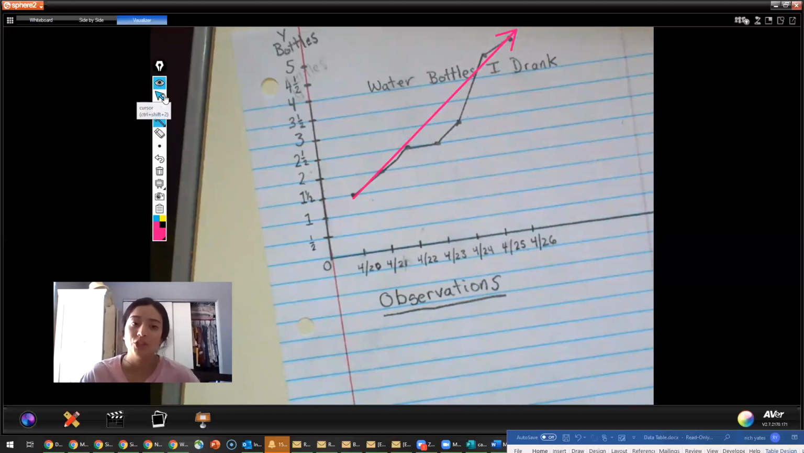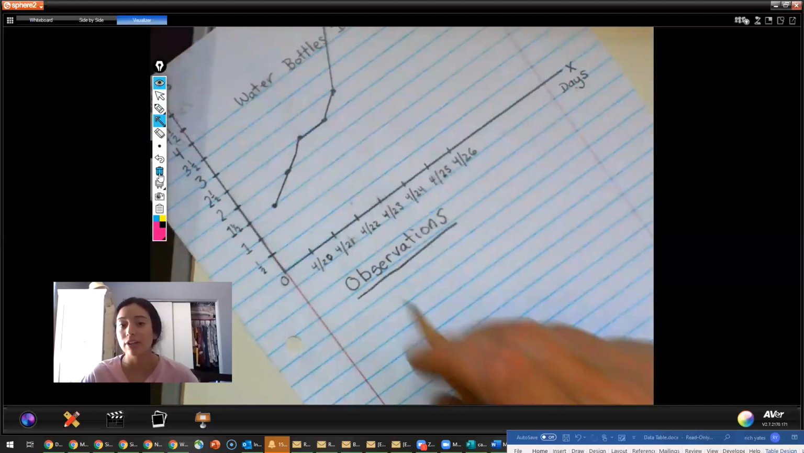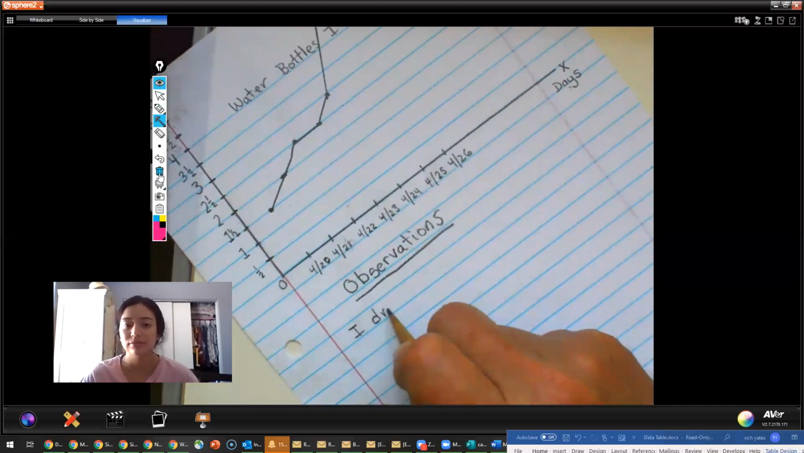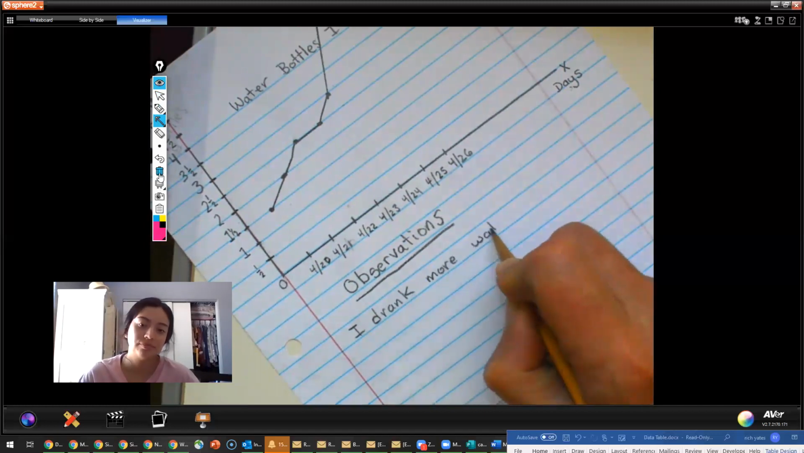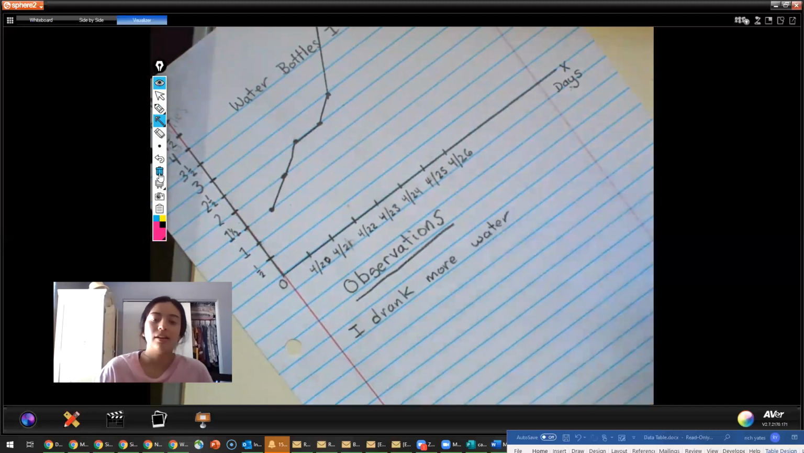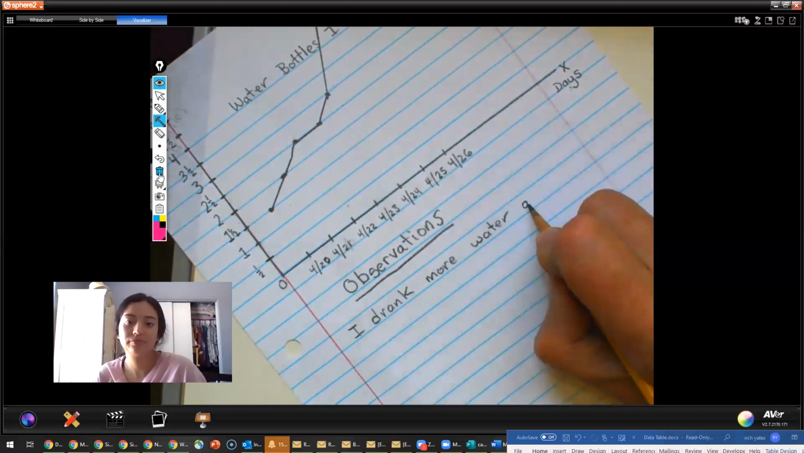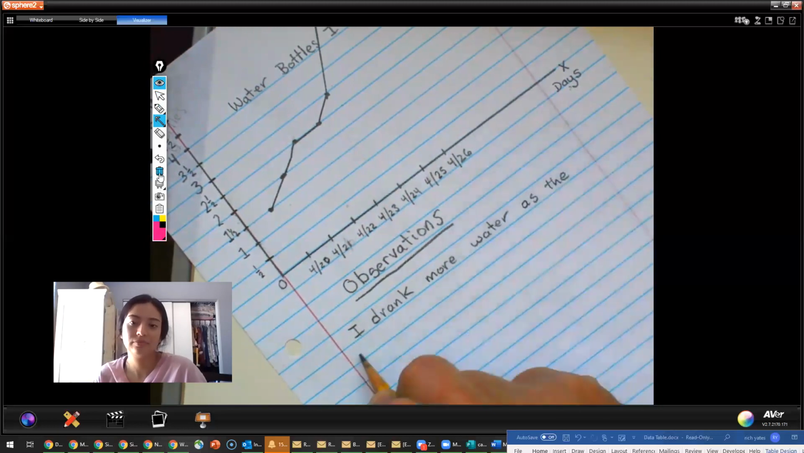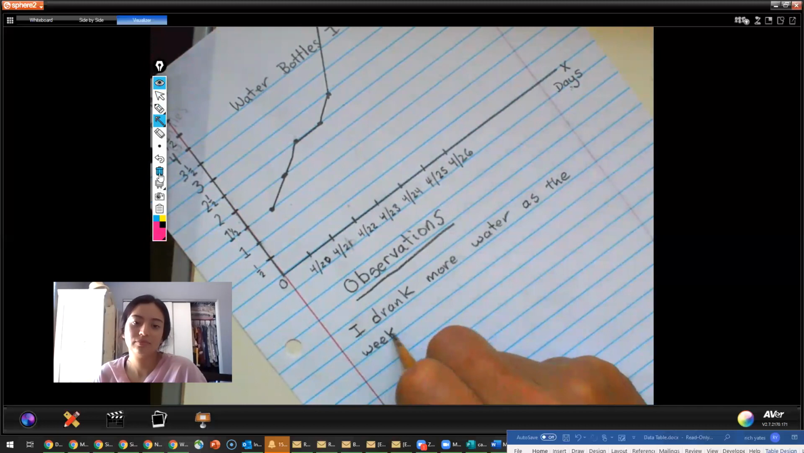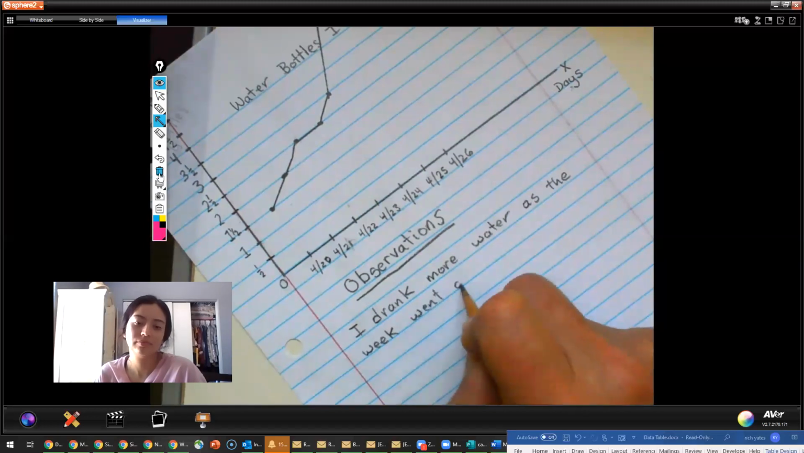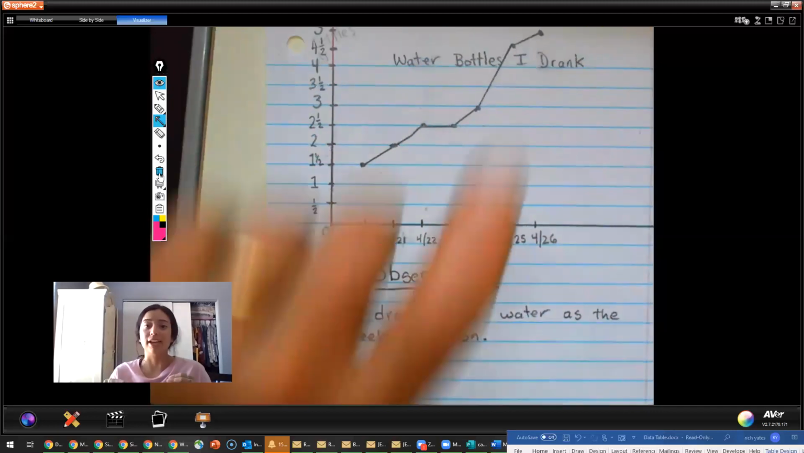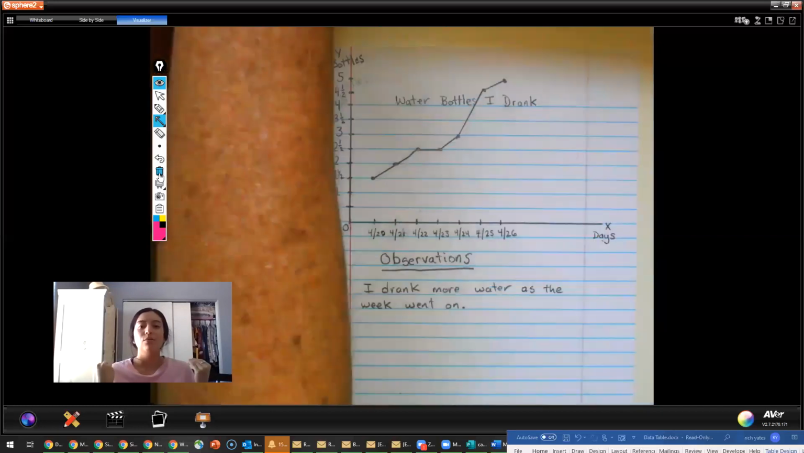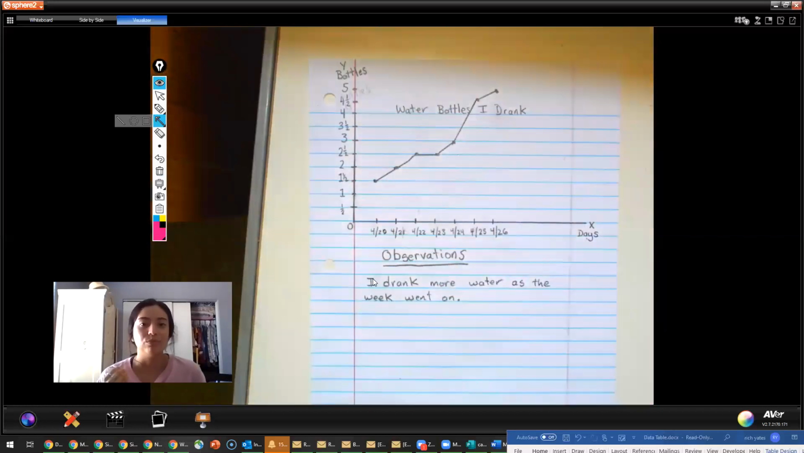So an observation that I could say is I drank more water as the week went on. So there's an observation that I made based off my line graph that I made as well from the data.